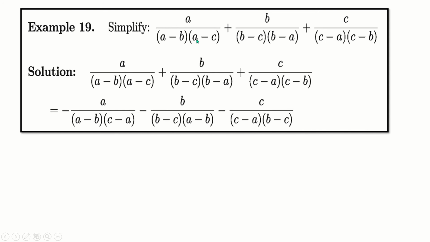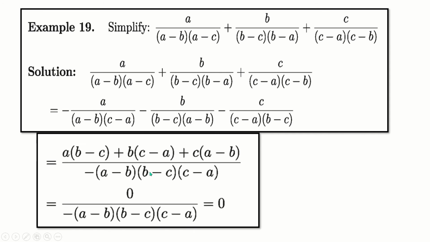As a result, here will be c minus a, also here will be a minus b, also here will be b minus c. Follow this line. Clear? Now the LCM will be (a minus b) into (b minus c) into (c minus a). This is the LCM, and you can take the minus here or here, no problem.